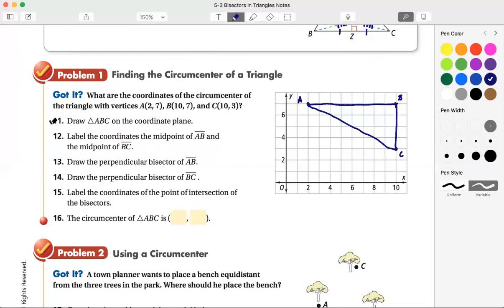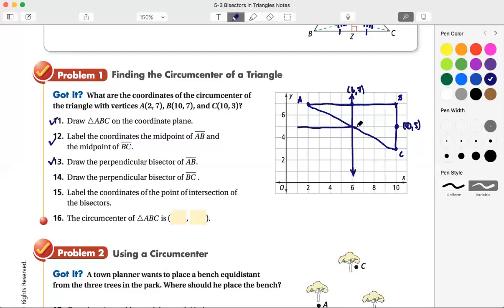Okay, done. Label the points at the midpoint of AB. Halfway through AB is 6, 7. 6, 7 would be the midpoint. And the midpoint of BC would be at 10, 5. So label the coordinates of the midpoints. Done. Draw the perpendicular bisector of AB. Since this is on a coordinate plane, we know that is the perpendicular bisector. Okay, done. Draw the perpendicular bisector of BC.